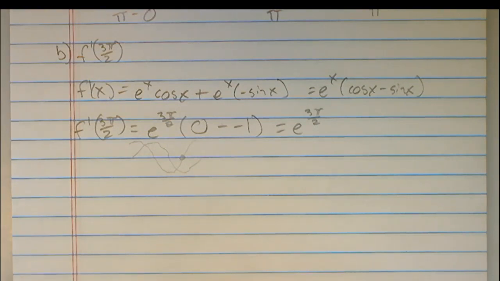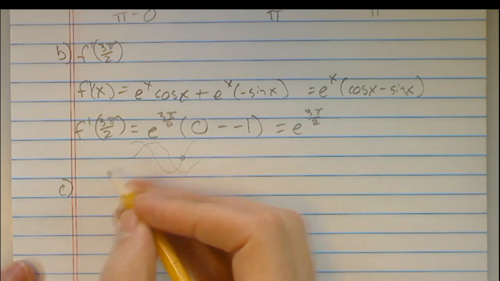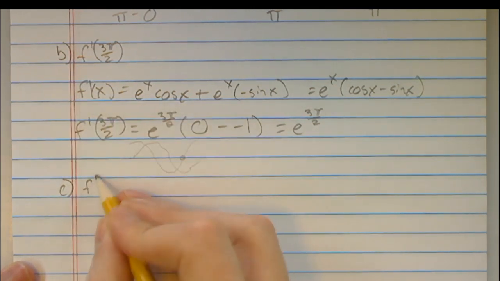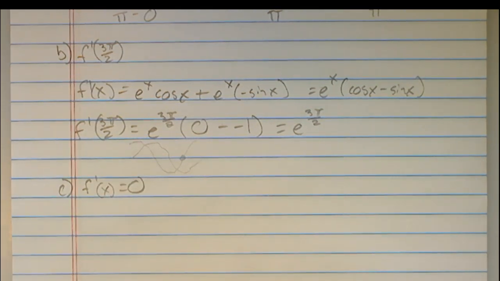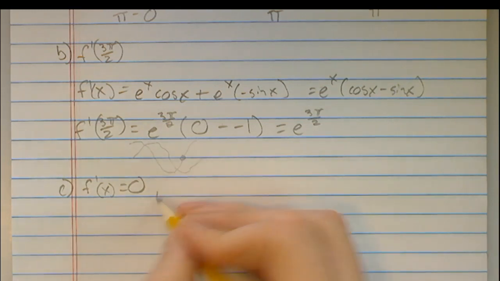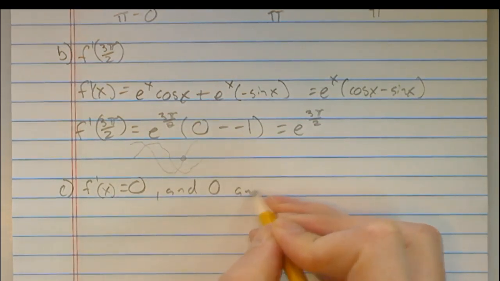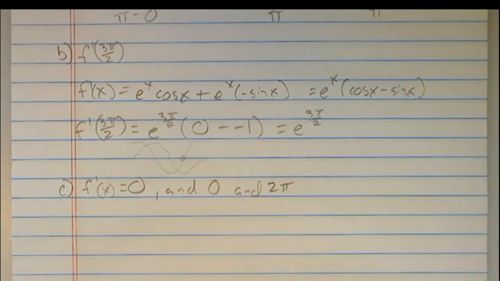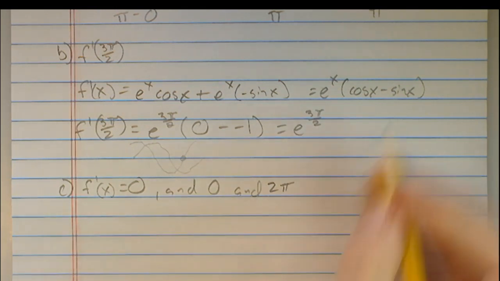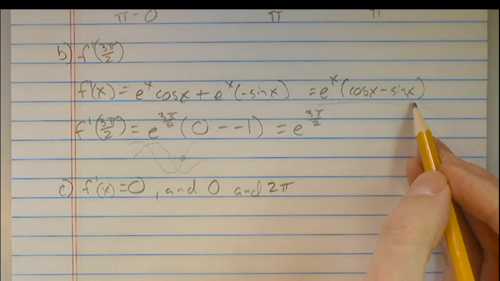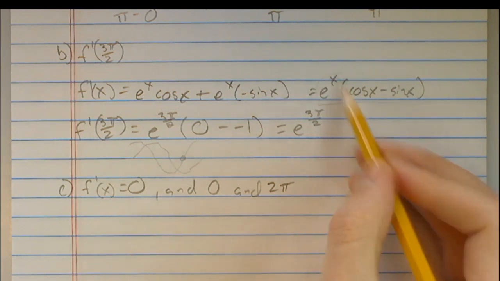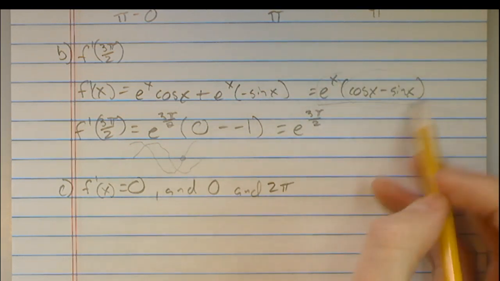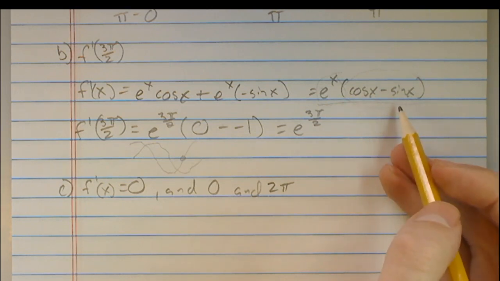For C, the absolute minimum, we have the derivative. We want to find the places where the derivative is equal to 0, and check 0 and 2 pi. So we already have the derivative, thankfully. So we just have to see where this is going to be equal to 0. This will never be equal to 0 because it's e to the x. This will be equal to 0 when cosine is equal to sine.